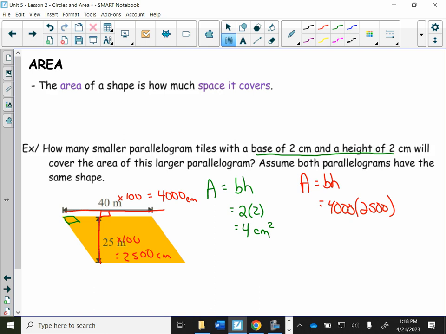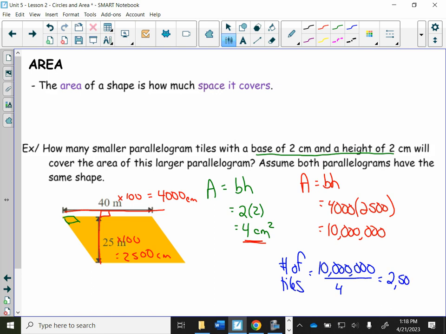Big number here. Was that 10 million? And that's how much space I need covered by things that are actually only 4 centimeters each. So how many tiles do I need? Well, my number of tiles will be whatever 10 million is divided by 4. I need to break this up into small sections. So if I divide that out, I get 2,500,000 tiles.